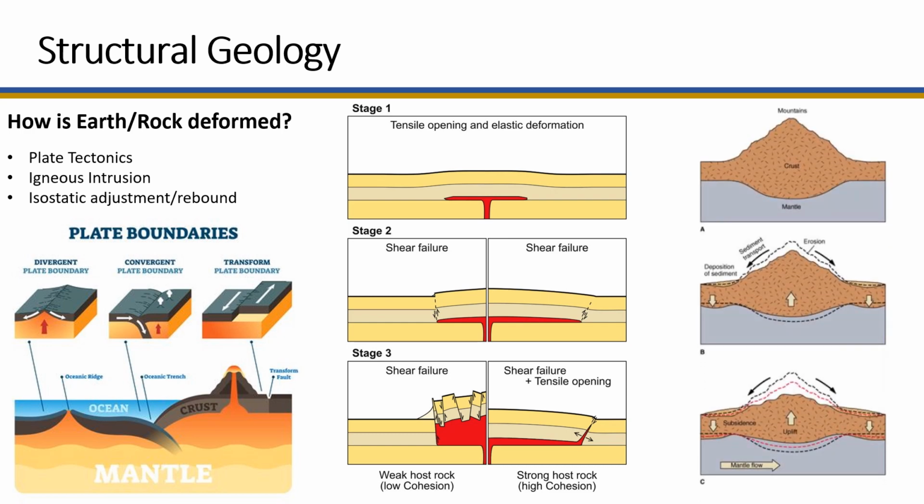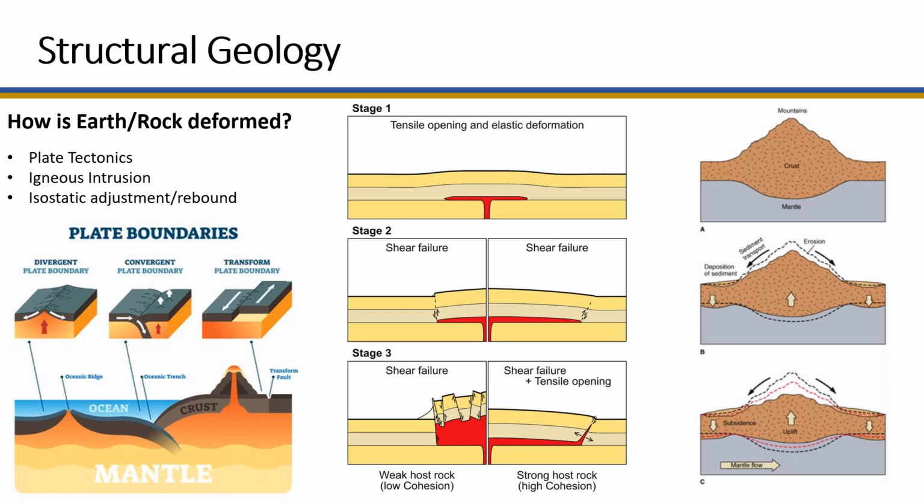Isostatic adjustment or rebound occurs in response to changes in the distribution of weight on the Earth's crust. For example, during glaciation, the weight of the ice sheet depresses the crust beneath it. When this ice sheet melts or recedes, the crust slowly rebounds or readjusts to its previous position. This process can lead to vertical crustal deformations, causing the land to rise or sink over a geological timescale.